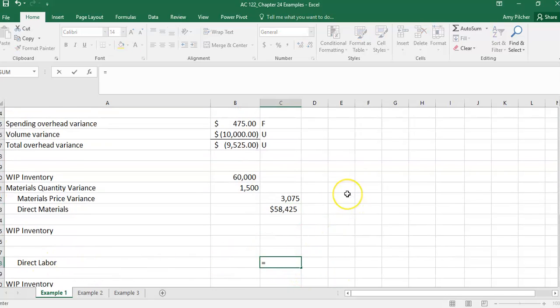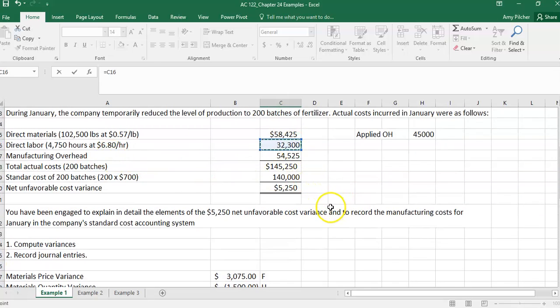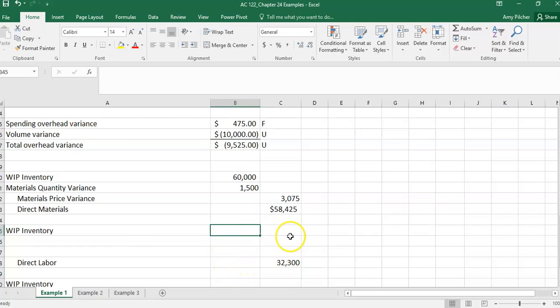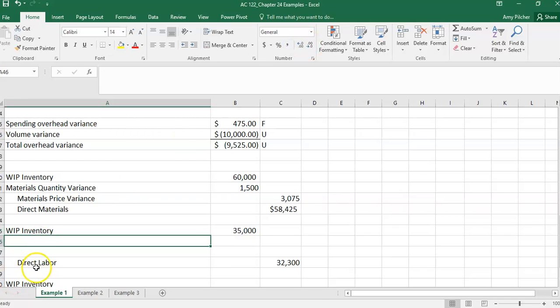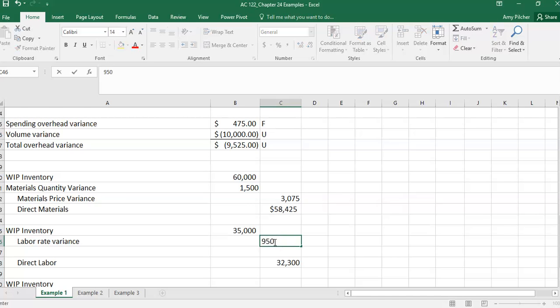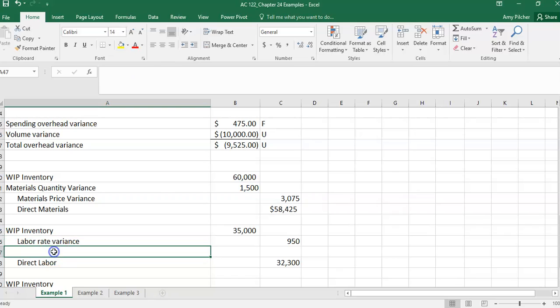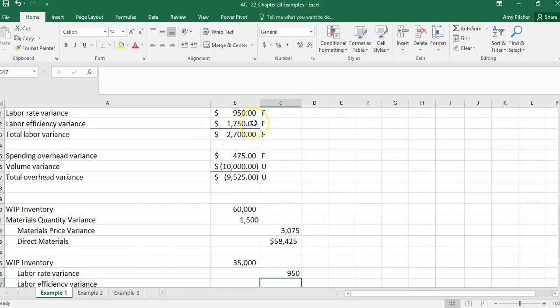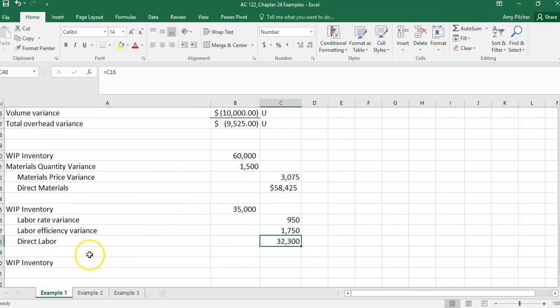We do the same thing for our direct labor. So our direct labor recorded our actual cost of $32,300. Our work in process inventory is our standard or budgeted amount. So this is our 5,000 hours of budgeted direct labor times our rate of $7 per hour, or 35,000. Then we have two favorable variances. We have the labor rate variance of $950 and our labor efficiency variance of $1,750.